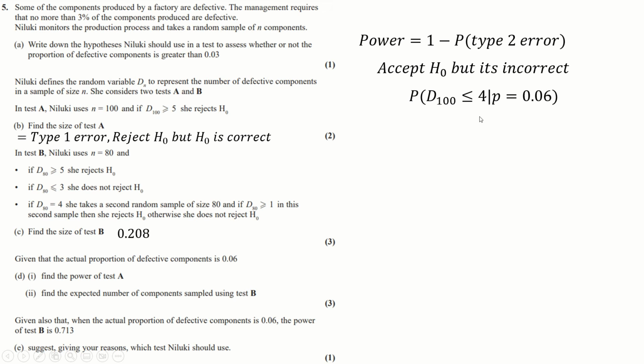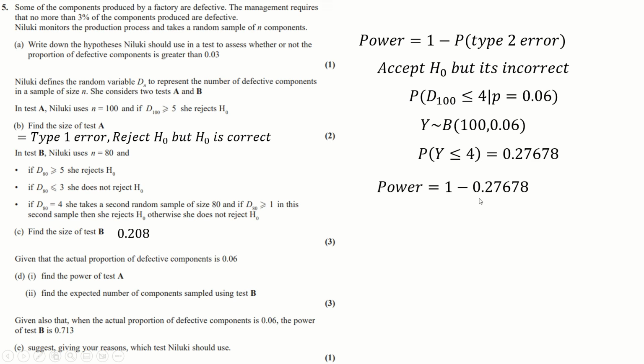So now we have to do a new binomial, just maybe name it Y, it doesn't matter, with P is 0.06 and find the probability of being less than or equal to 4, which is this. And of course, we still need to do 1 minus. So 1 minus that will be the power, which is this right here. Find the expected number of components sampled.